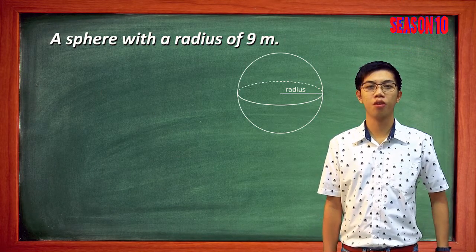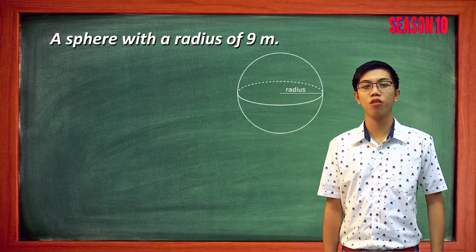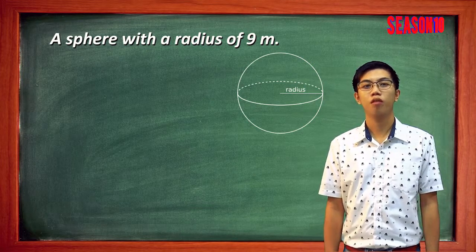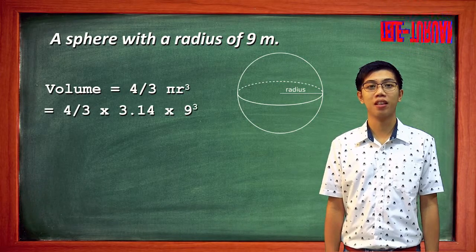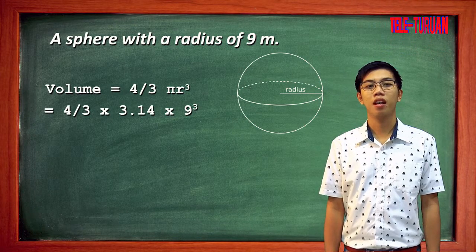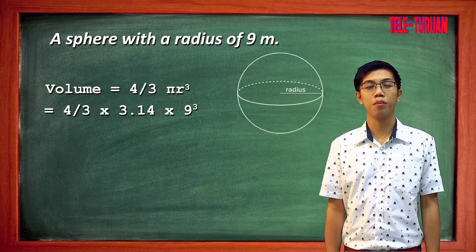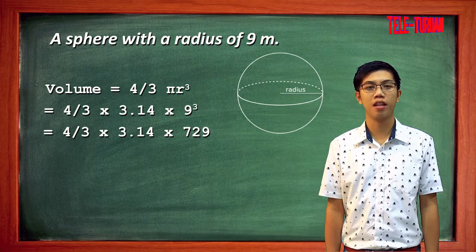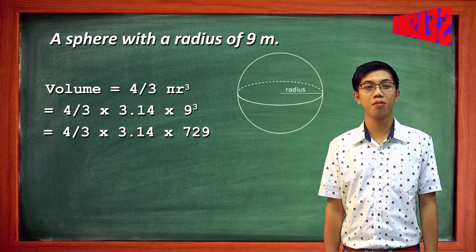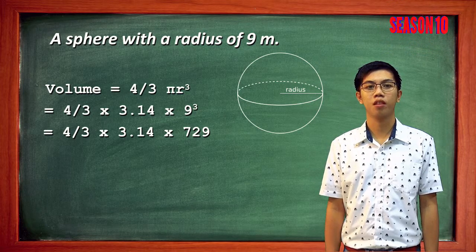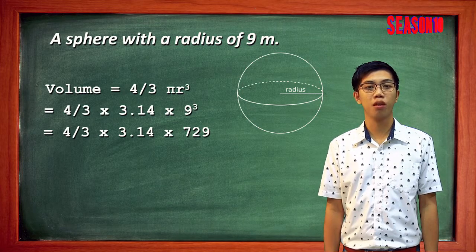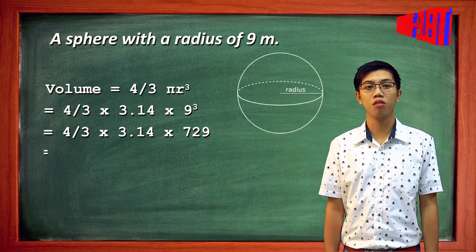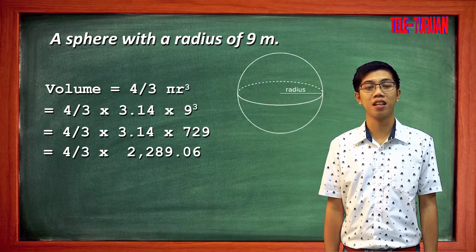Let us try another one, a sphere with a radius of 9 meters. 4/3 times pi, which is 3.14 times 9 cubed. Let us simplify 9 cubed, making it 729. 4/3 times 3.14 times 729. 3.14 multiplied by 729 equals 2,289.06.